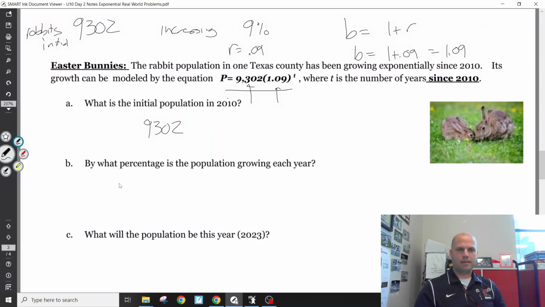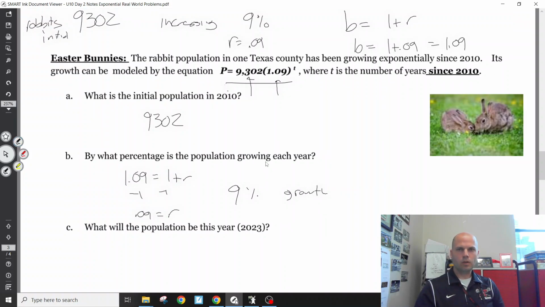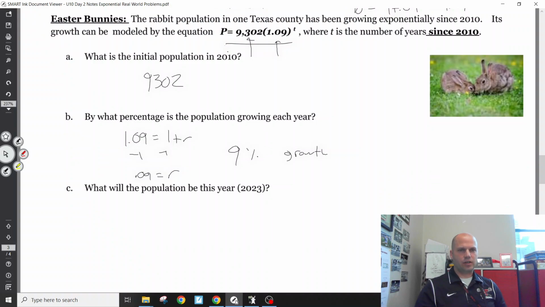What are we growing by? Well, my B equals 1 plus R. Subtract 1. We can see that we're growing by 9%. It's a growth situation because we're multiplying this initial value by something bigger than 1. Now we have to answer the questions.